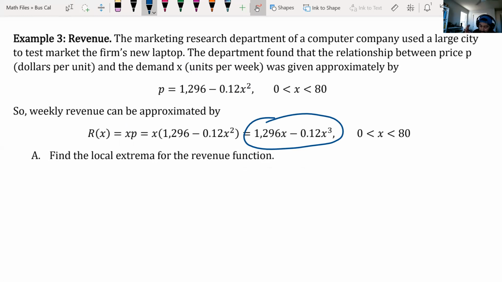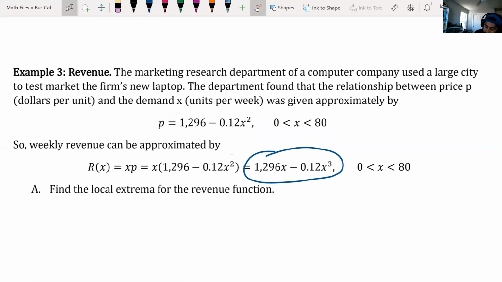So we're going to take this revenue function and find a maximum or a minimum for this function. So A says find the local extrema. Remember, to find local extrema, to find maximums or minimums, we will take the first derivative. First derivative gives us maximums and minimums. So that's what we're going to start with.